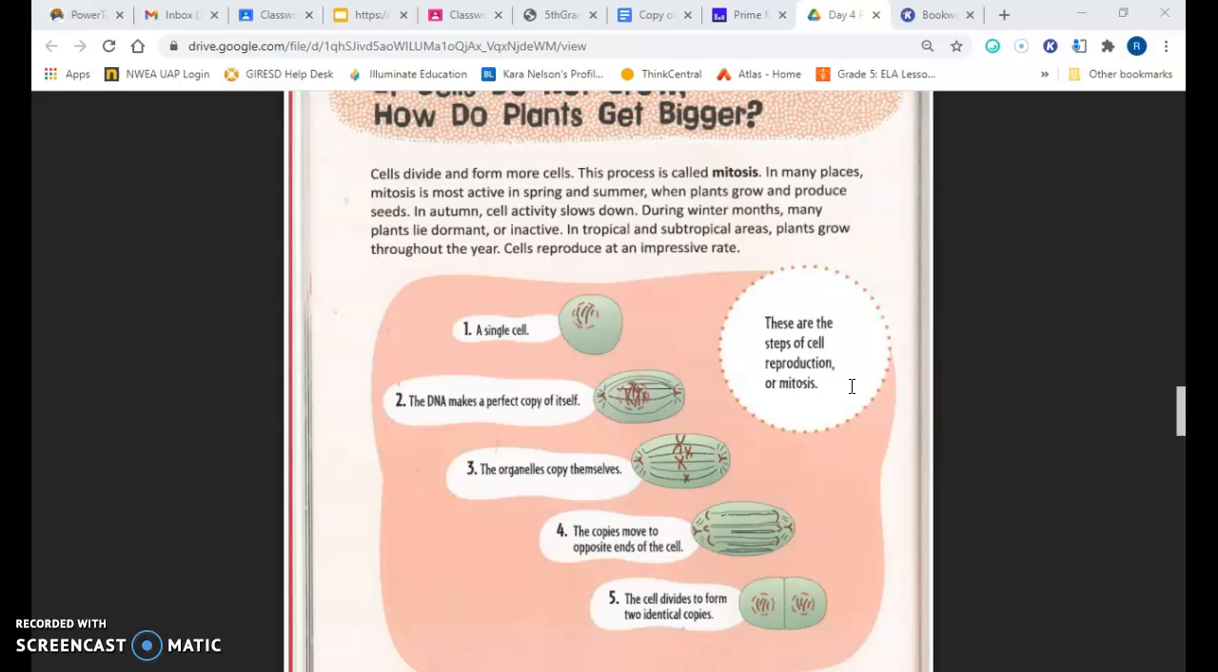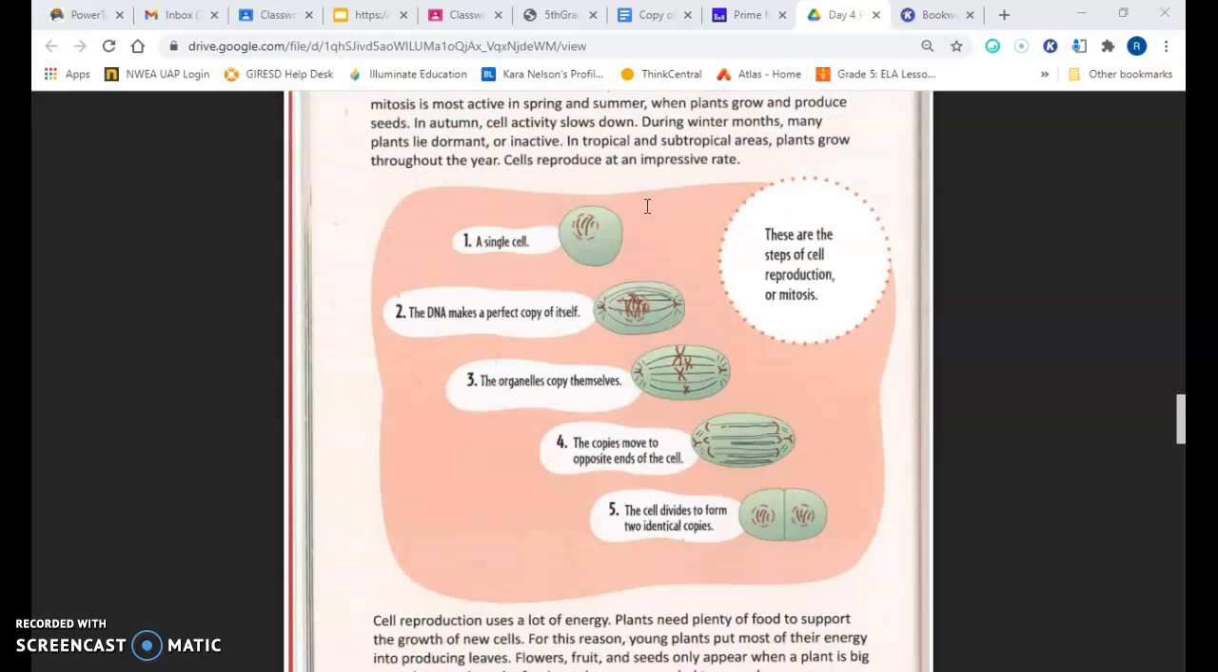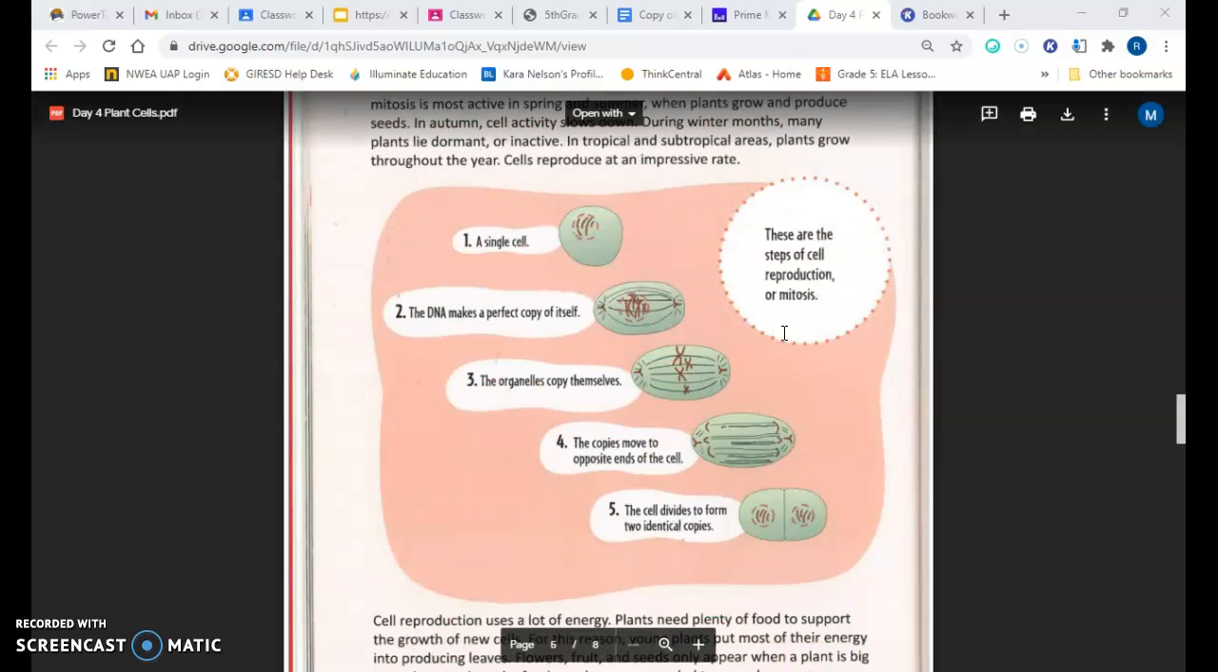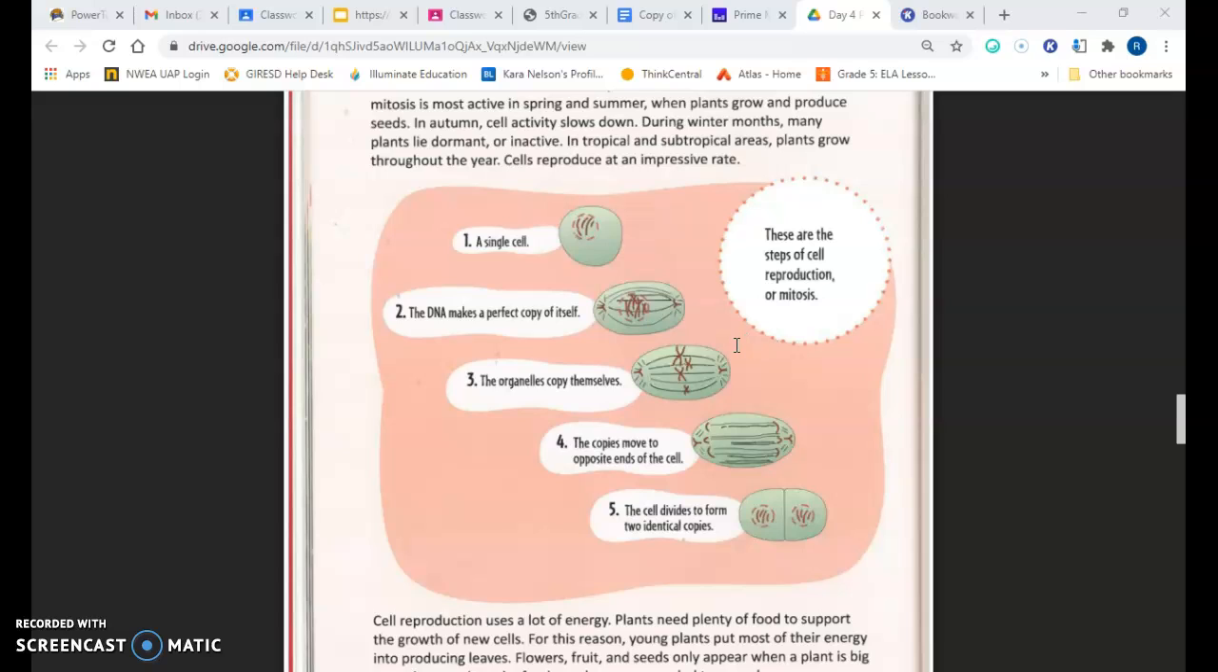So these are the steps of cell reproduction, or mitosis, and you're going to need this diagram here for when you do your bookworms today. So we start out with a single cell, then the DNA makes a perfect copy of itself. From there, the organelles copy themselves, and the copies move to opposite ends of the cell, and then finally the cell divides to form two identical copies.